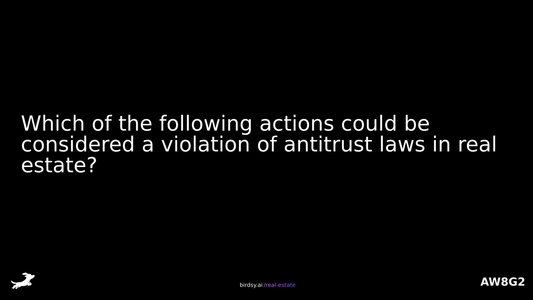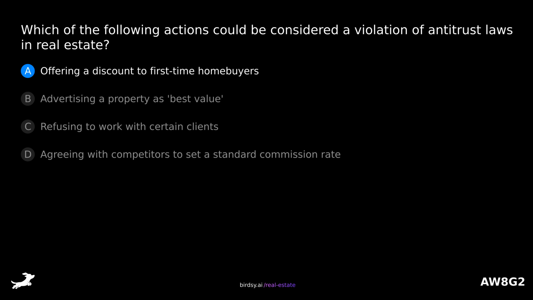Which of the following actions could be considered a violation of antitrust laws in real estate? Is it A. Offering a discount to first-time homebuyers? B. Advertising a property as best value? C. Refusing to work with certain clients? Or D. Agreeing with competitors to set a standard commission rate? The answer is D. Agreeing with competitors to set a standard commission rate.